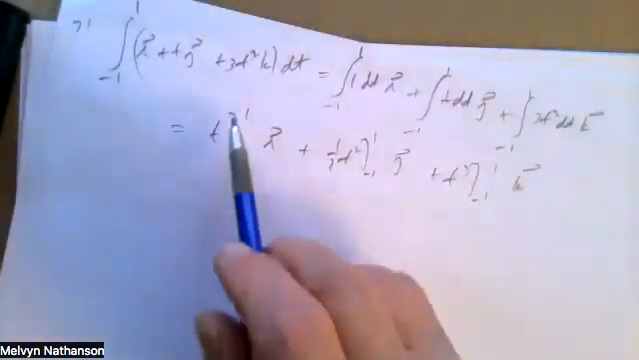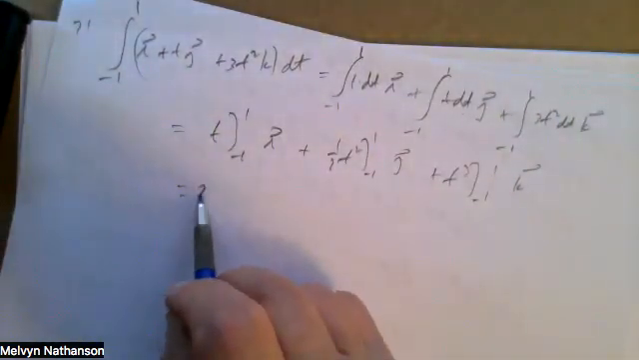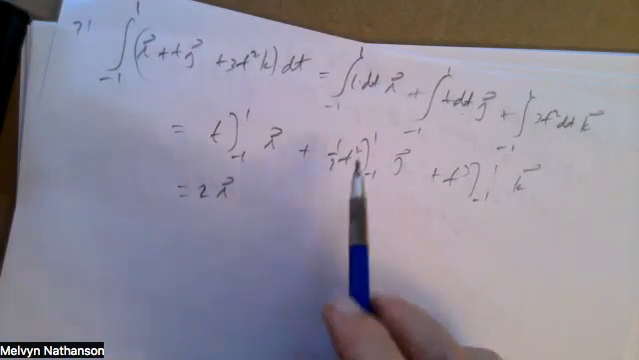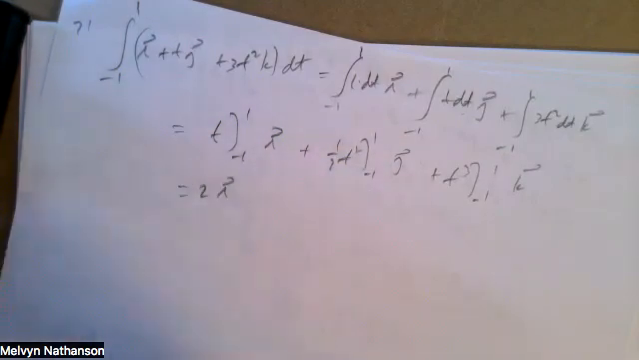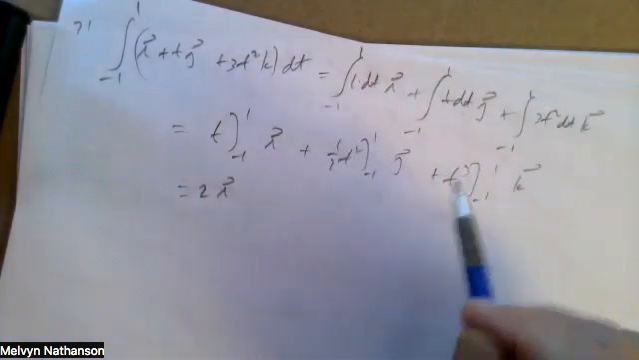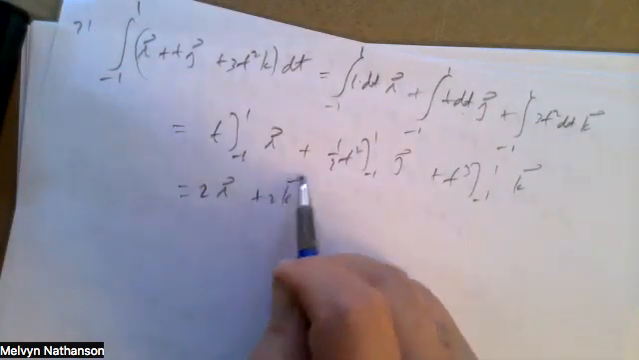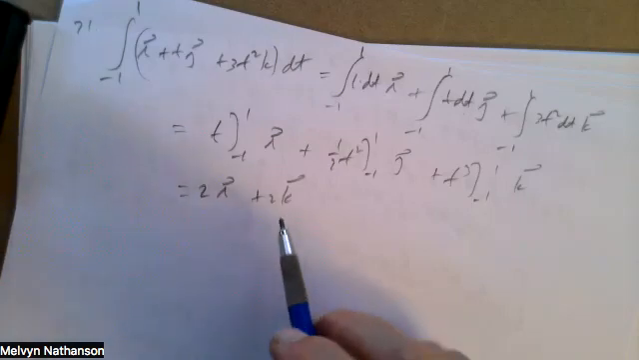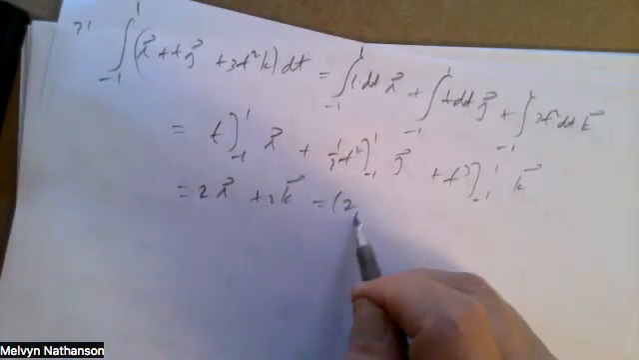So this is 1 minus minus 1. This is 2i. This is 1 minus 1 is 0j. And this is 1 minus minus 1, plus 2k. So that's what it is. Or if you want to write it in coordinates, 2, 0, 2.